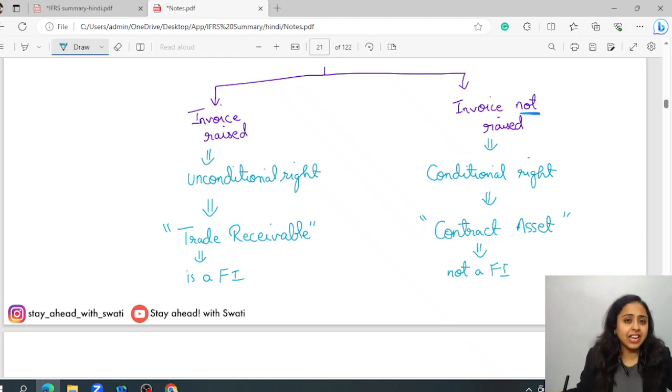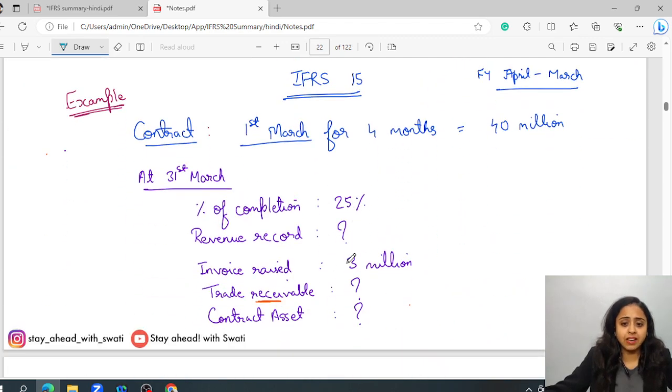Now let's take up one example and figure out how this is practically applied. For example, the financial year is from April to March, and we have a contract entered on 1st March for 4 months for 40 million. Now, on 31st March, what should be the revenue recorded? What should be the trade receivable? What should be the contract asset to be shown in the balance sheet? As per IFRS 15, you have to record the revenue on the basis of percentage of completion. So for example, the percentage of completion on 31st March is 25%.